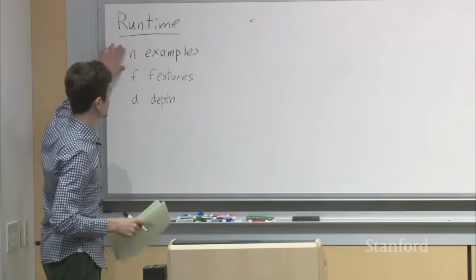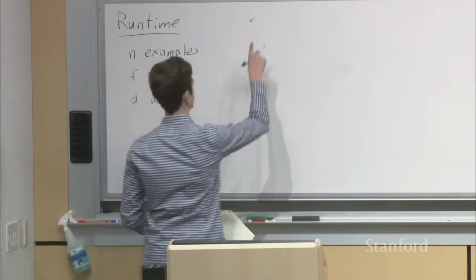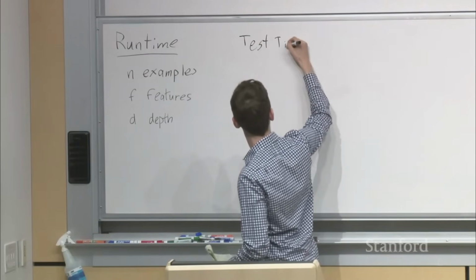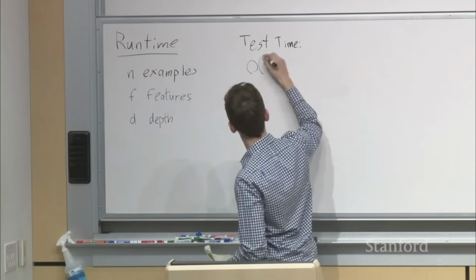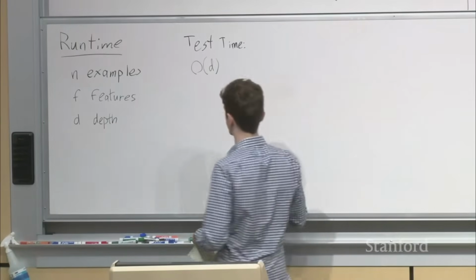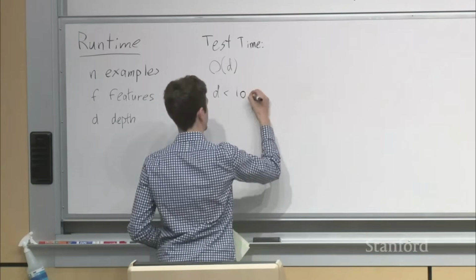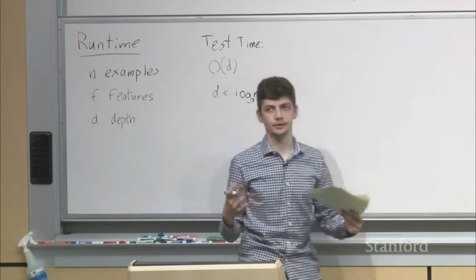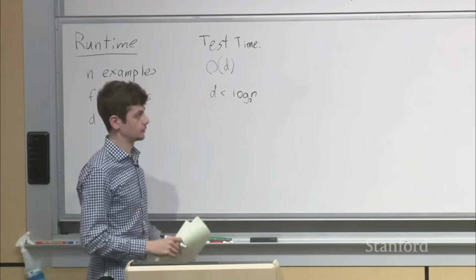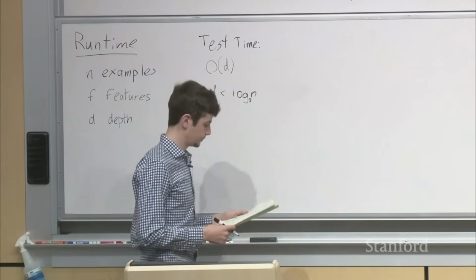So you have n examples that you trained on. Each has f features, and your resulting tree has depth d. At test time, your runtime is just O of d, which is your depth. Typically, though not in all cases, d is less than the log of your number of examples. You can think of this as a fairly balanced tree: you'll evenly split the examples, recursively doing these binary splits, so you'll be splitting at the log of n. So at test time, it's pretty quick.